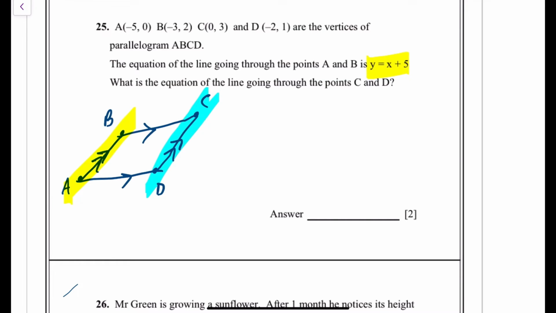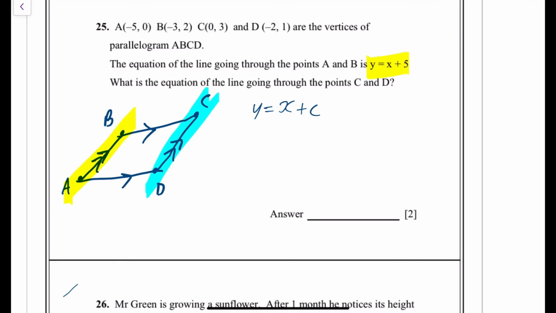So first of all, you can see that they're parallel. So I know my gradients are going to be the same. The gradient of my line that I've highlighted in yellow, my line AB, was 1. So the gradient of my CD is also 1. So y is equal to 1x plus lowercase c.